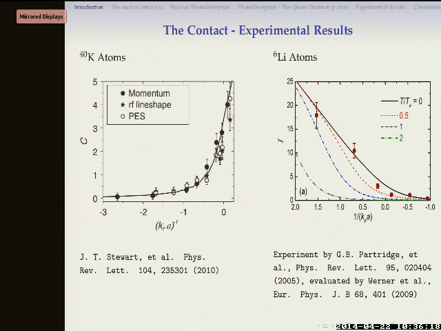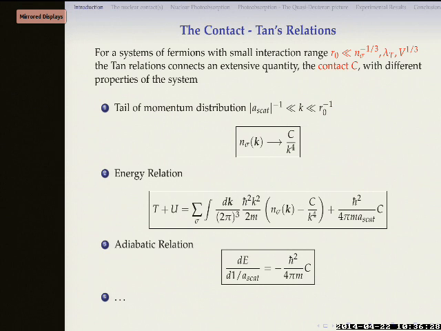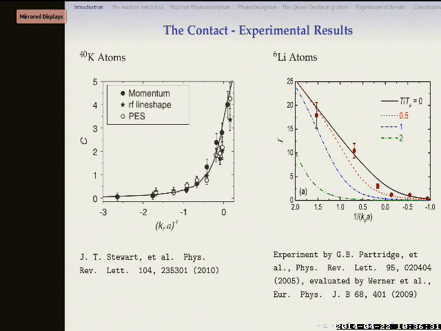Now, after the publication of Shina's work, there were a few experiments that tried to verify these relations, and they indeed found this 1 over k to the 4 tail in the momentum distribution, and then they went on and measured the value of this contact. This was done in calcium atoms and also in lithium-6. And since in this atomic system you can tune the scattering length, you have this universal curve of the contact as a function of the dimensionless quantity, which is kF times a. Now, these dots represent three kinds of experiments.